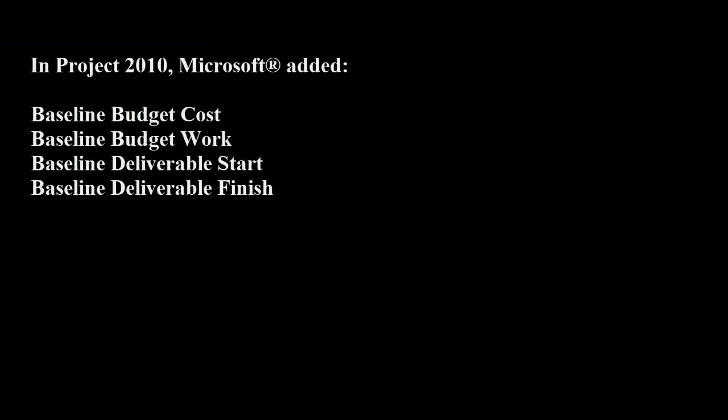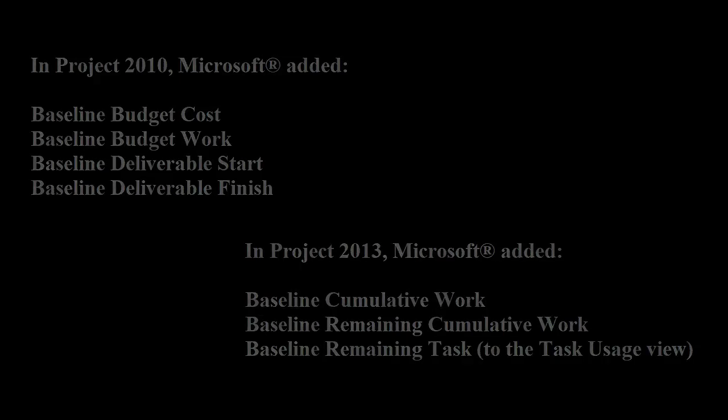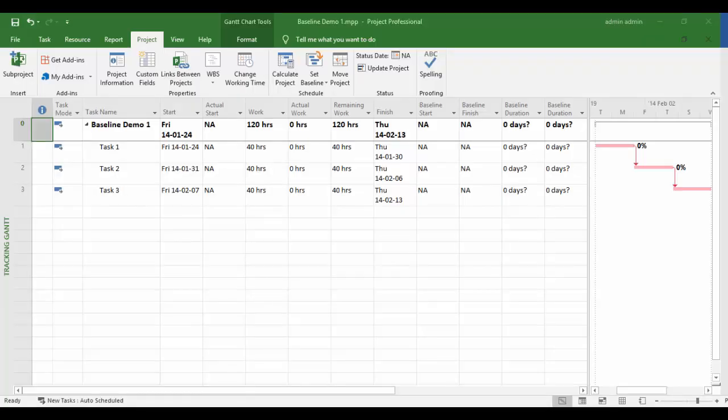In Project version 2010, Microsoft added Baseline Budget Cost, Baseline Budget Work, Baseline Deliverable Start, and Baseline Deliverable Finish. In Project 2013, Microsoft added Baseline Cumulative Work, Baseline Remaining Cumulative Work, and Baseline Remaining Tasks to the Task Usage view. When a baseline has not been set, the baseline fields will display NA.